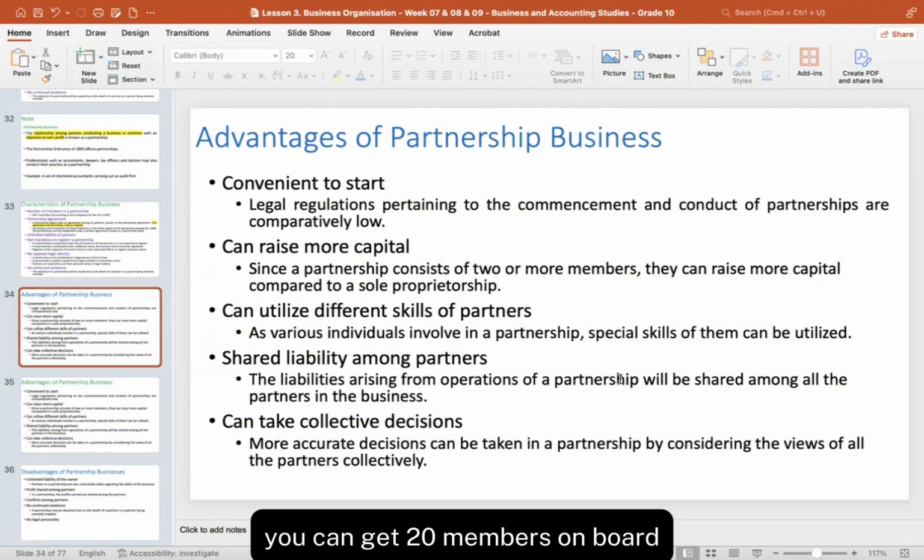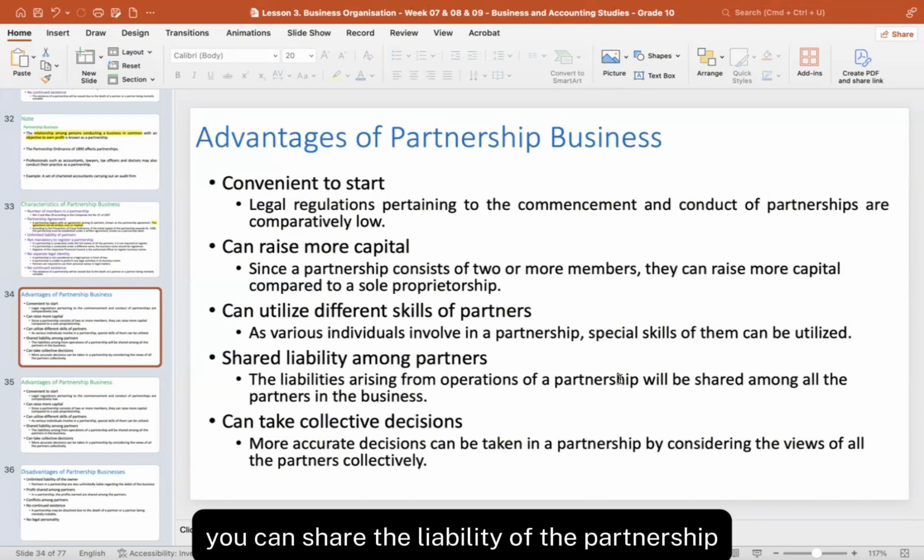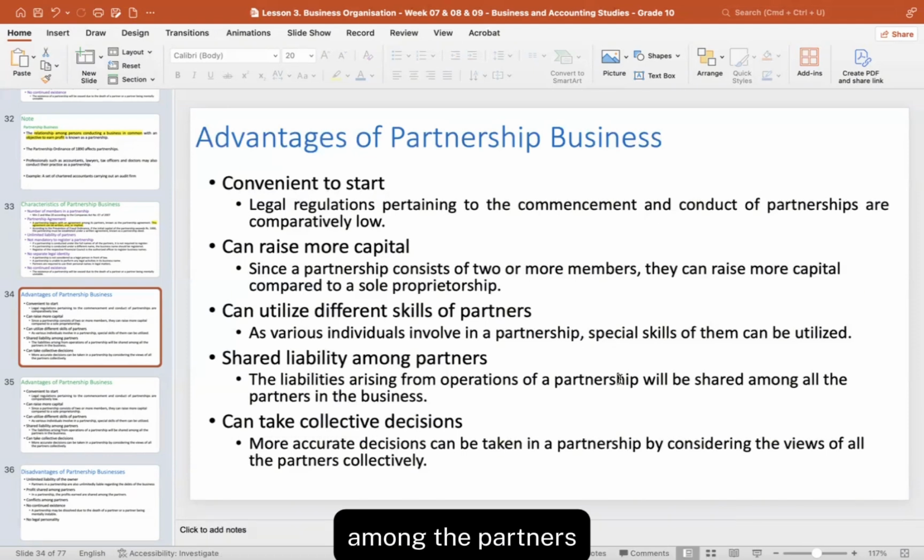You can get 20 members on board. So you can have 20 skills at least. Okay. And shared liability among partners. Now, when the partnership is happening, you can share the liability of the partnership among the partners.